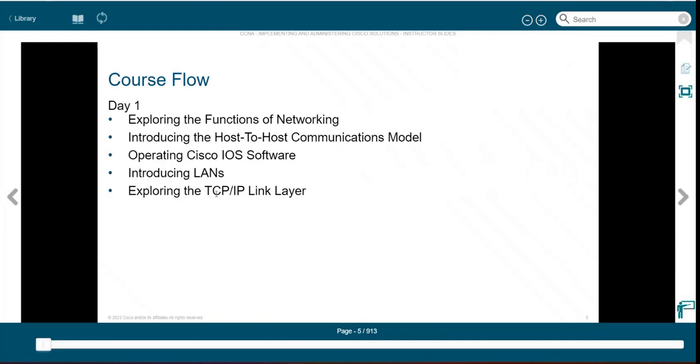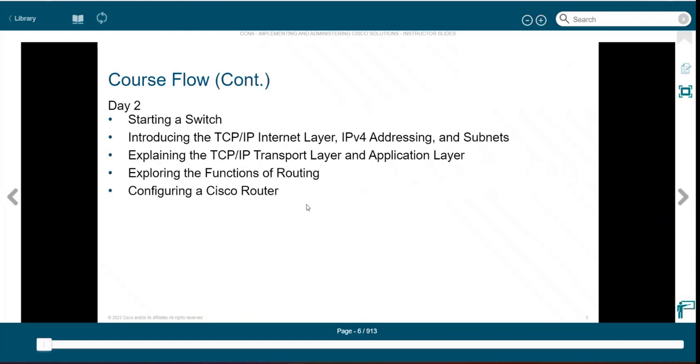Then operating Cisco IOS software, how the different configuration modes work in Cisco routers and switches. Then an introduction to LANs and LAN technologies. Then exploring the TCP/IP link layer, in which you learn about hardware addressing, MAC addressing, and then later we also talk about logical addressing, that is, the IP address. So that is basically day one, which is building the base, the foundation of networking technologies.